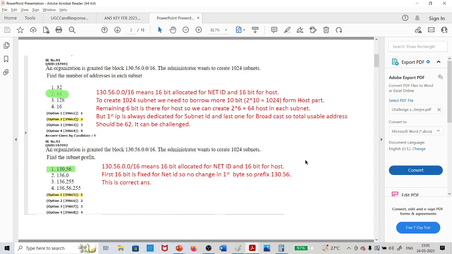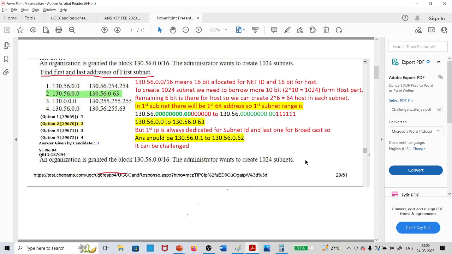This question also you can challenge, because I mentioned it can be 62, because both are for broadcast and subnet ID. It is minus, then it can be dropped. Next one, this one, first host, last host, normally the range is correct, but if I am eliminating the minus 2, then it will be this answer. So you can challenge it.